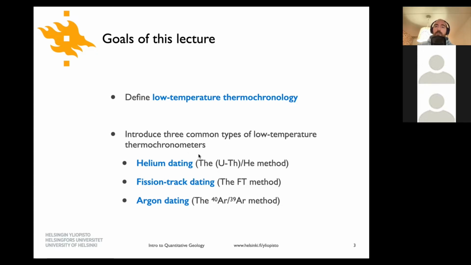So you might benefit from knowing a little bit of the background here on helium dating, on well, not so much on fission track dating, but I'll introduce it anyway because it's a very common low temperature thermochronometer. And then on argon dating, which is not necessarily low temperature, but still we'll see it in exercises, well, at least in the final paper, and I think actually maybe in exercise 7 as well.